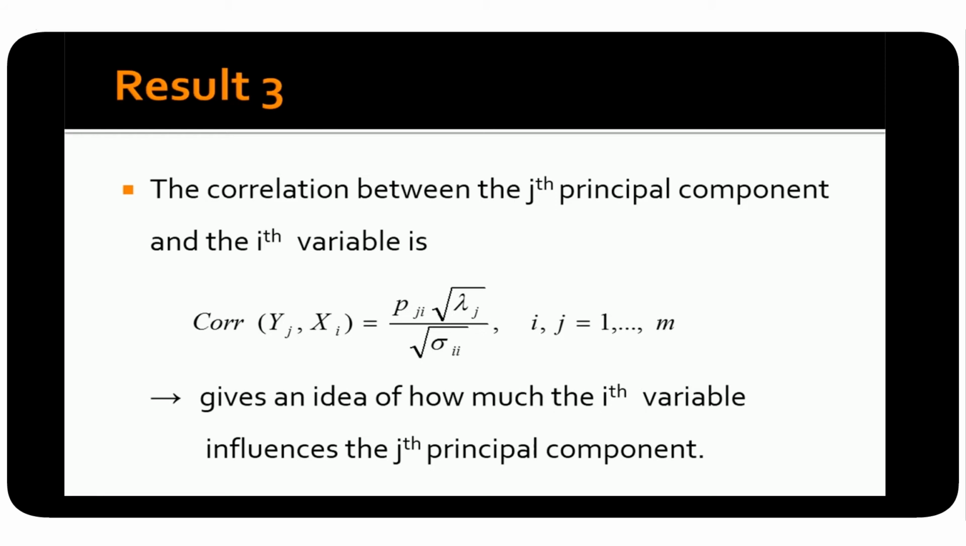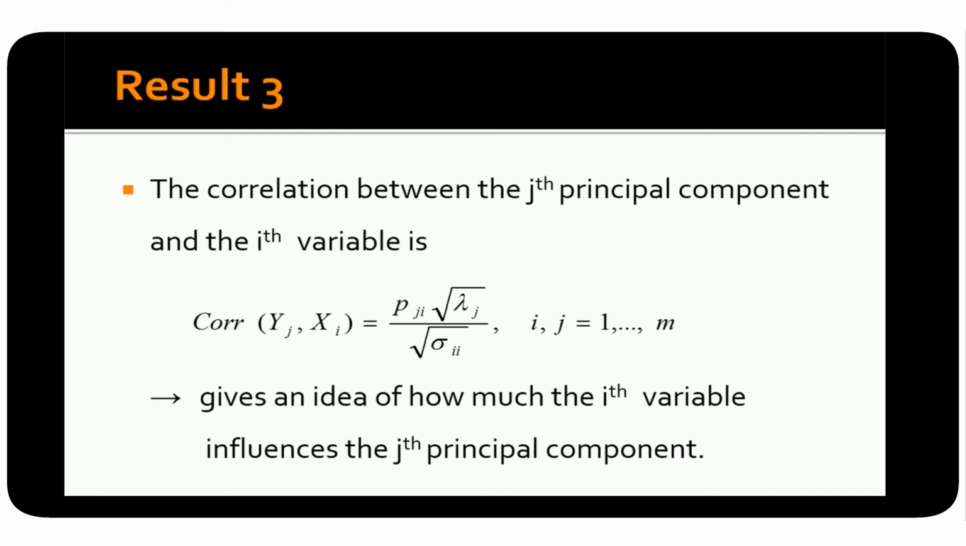So, mind you, the jth principal component is composed of all the m original variables. So, what effect does each of these variables individually have on the given principal component? How do they affect the given principal component? Some of them may have a larger effect, some of them may have a smaller effect.